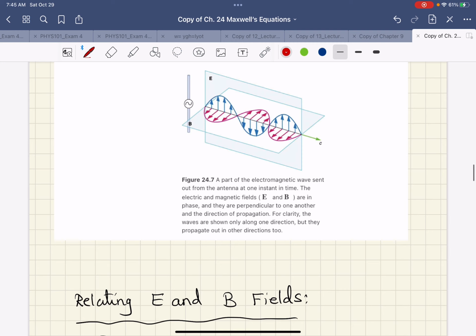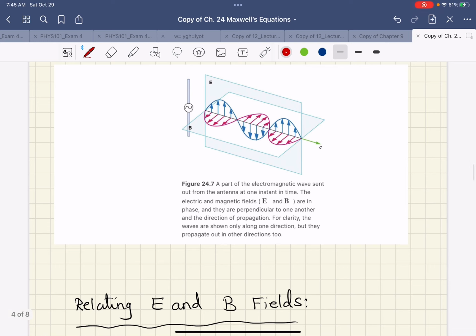This is showing you the electromagnetic waves, how they really have the electric field and the magnetic field. If you look at the blue here, it's the electric field. It is oscillating along the y direction. And B here, the magnetic field, the red lines, they are oscillating along the z direction. Okay, they are perpendicular to each other, and also they are perpendicular to the direction of propagation, which is the motion of the wave.